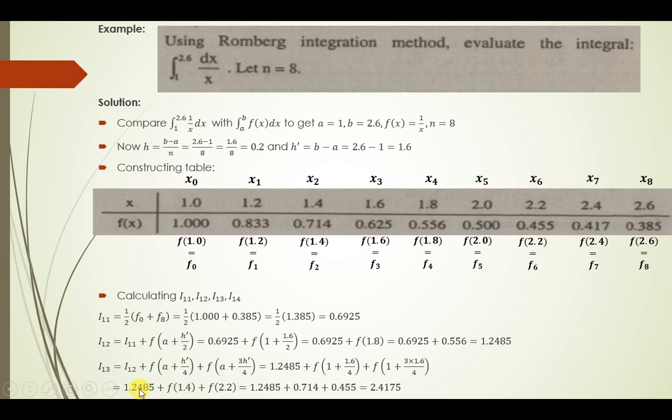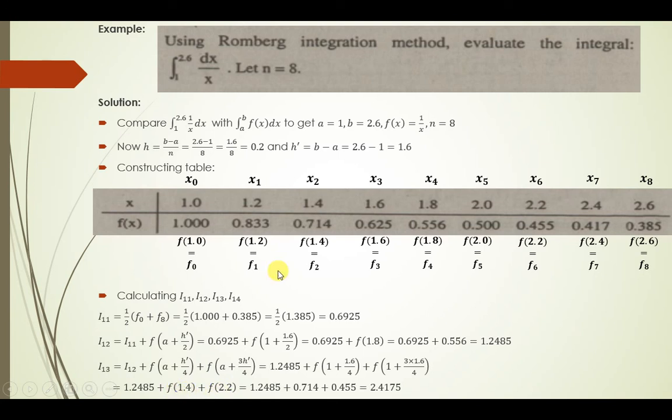1.2485 is from there, and 1.6 by 4 is 0.4. 0.4 plus 1 is 1.4, so that is f of 1.4. And 1.6 divided by 4 is 0.4, 0.4 multiplied by 3 is 1.2, 1.2 plus 1 is 2.2, so that is f of 2.2. So we need to replace f of 1.4 and f of 2.2 from the table.